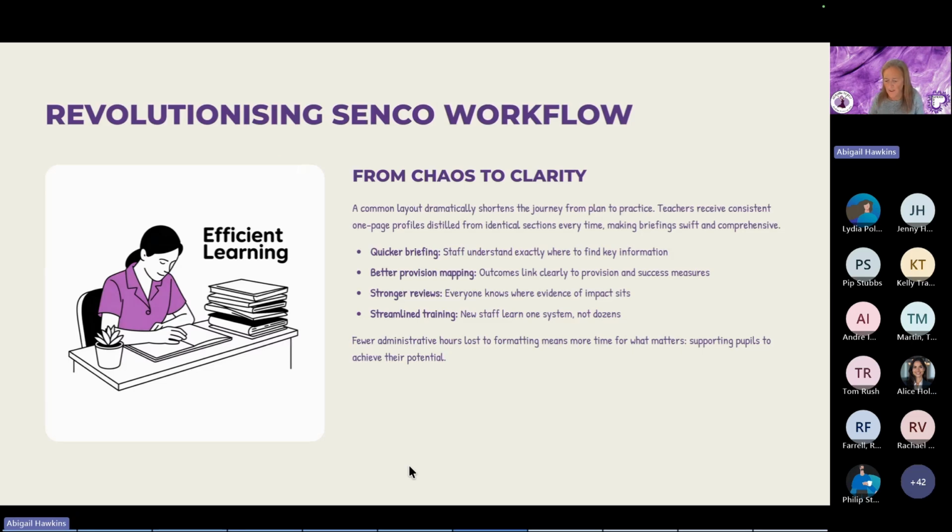And unless they've got a way of extracting from things what that provision should be, it becomes very, very difficult. Stronger reviews, because if you haven't got clear information, you can't have a strong review, you can't measure the impact. And then streamlined training as well, because new staff get to learn one system, not dozens of systems. Whether you're a new SENCO, a new teacher, a new caseworker in the local authority, it doesn't matter. We want streamlined training so that everybody gets the same. And actually, I think everybody should have the same training, from your caseworkers to your SENCOs to your teachers, so that we're all singing from the same EHCP or hymn sheet, whatever saying we want to use.